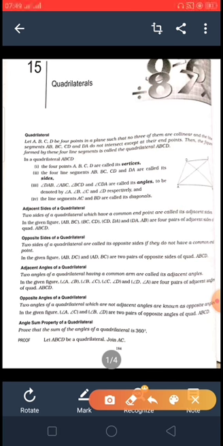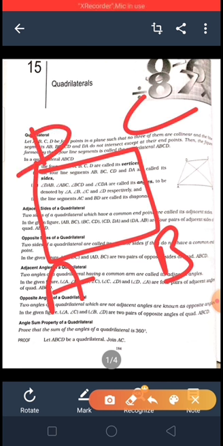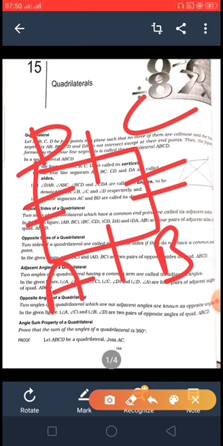Now next is the opposite sides of the quadrilateral. Two sides of a quadrilateral are called opposite sides if they do not have a common end point. Now look at A, B, C and D, like this and this. AB and CD are the opposite sides because they have no common points. Similarly like this and this, BC and DA, no common points, so these are the opposite sides of the quadrilateral.